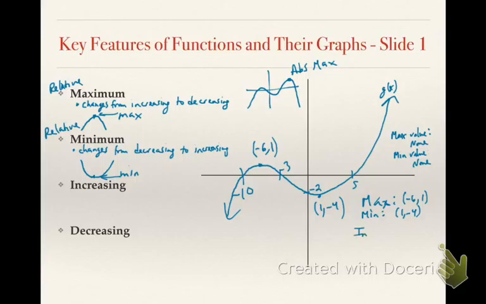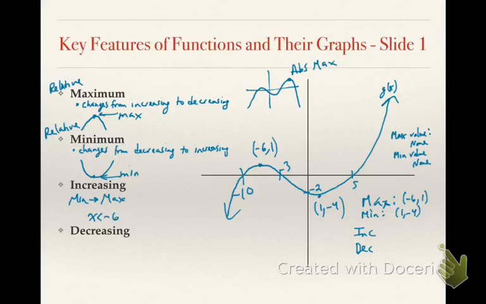Now increasing and decreasing. It's increasing wherever the graph is getting larger. So in this case, (-6, 1) is a maximum. So you can think about increases from maybe a minimum to a maximum. Okay, so x less than -6 is where this graph is increasing.